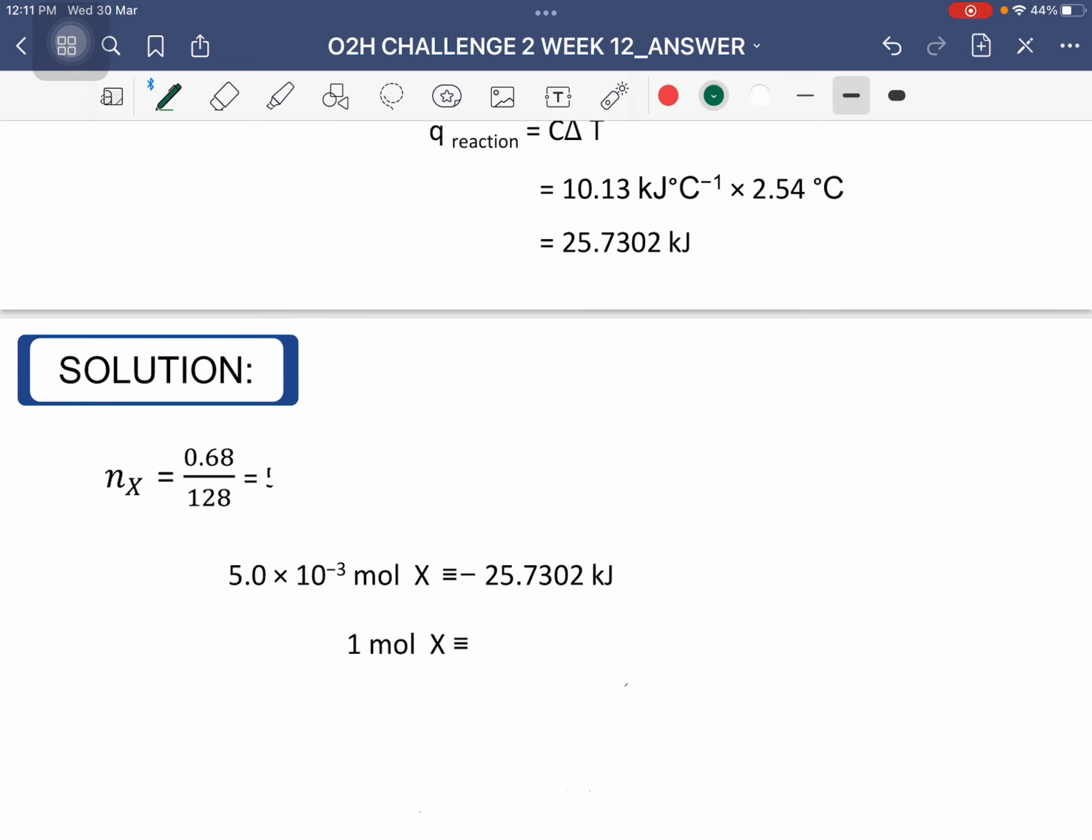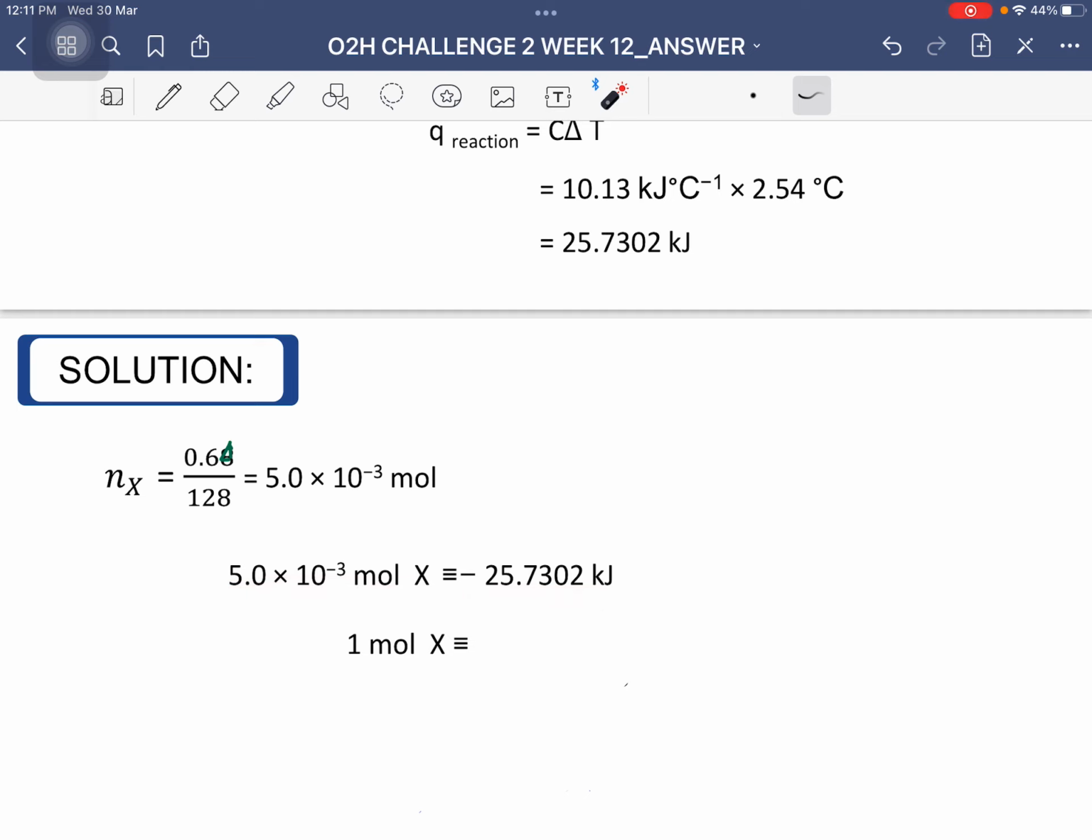Okay, 0.64 kat sini. So the number of mole is 5 exponent negative 3. So sebenarnya daripada tindak balas kita telah membakar sebanyak 5 eksponen negatif 3 mol X, dan kalau terbakar sebanyak ni, heat yang dibebaskan adalah 25.73. Jadi kita nak cari heat of combustion.